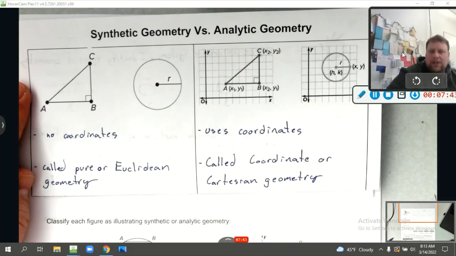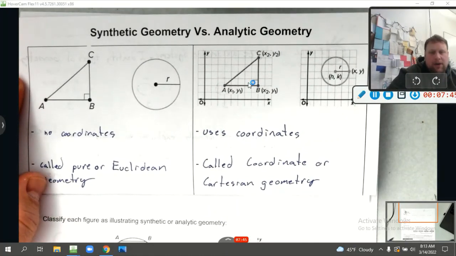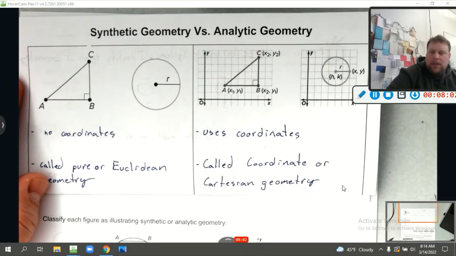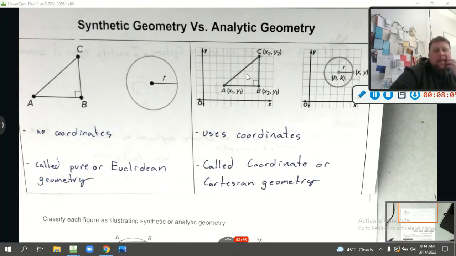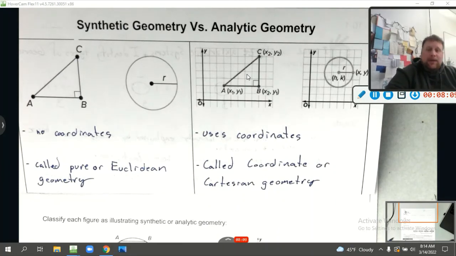Then we have analytic geometry. Now analytic geometry is over here. You'll notice it has coordinates. We still have the same shapes as over here, but now they have coordinates with x1, y1, b is x2, y1. So it's just the coordinates of each of those points. And we start dealing with what the coordinates are doing. So this one uses coordinates. And it's called coordinate or Cartesian geometry. And this geometry was actually built as a bridge to connect geometry with algebra. I've talked about that a little bit before with coordinates.